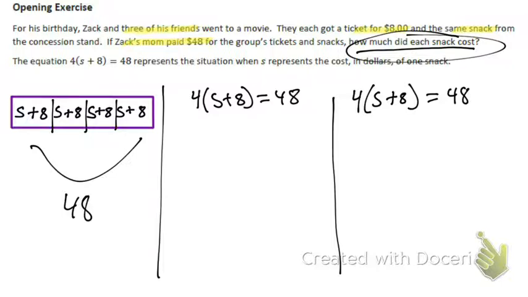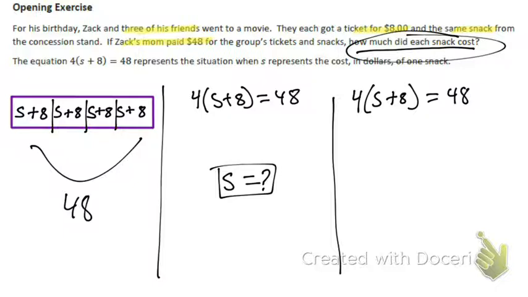Whenever there's these equations that have parentheses like that, you can solve it 2 different ways. And I'm going to show you guys. If you remember earlier in the year, we talked about how to solve for the variable, right? We're trying to figure out how much the snack costs. So we're trying to get s by itself. We're trying to figure out what the price of the snack is.